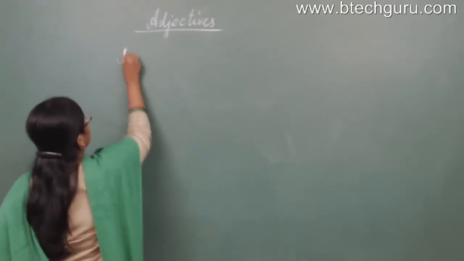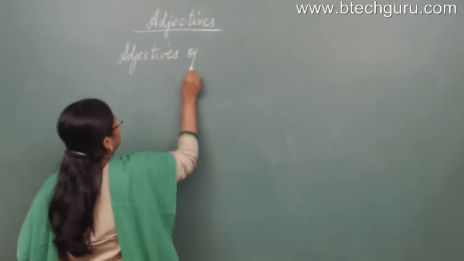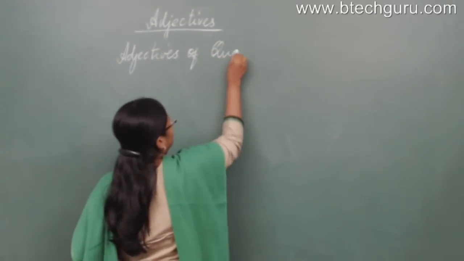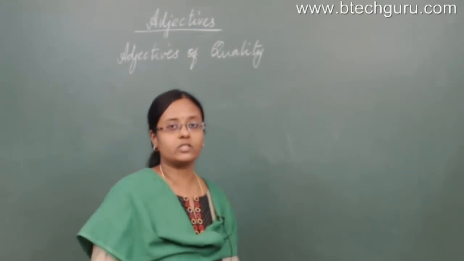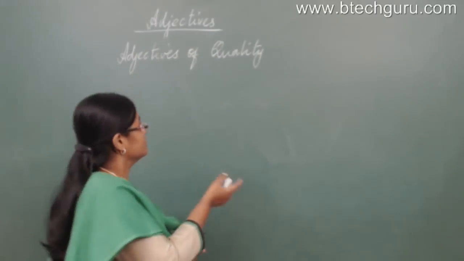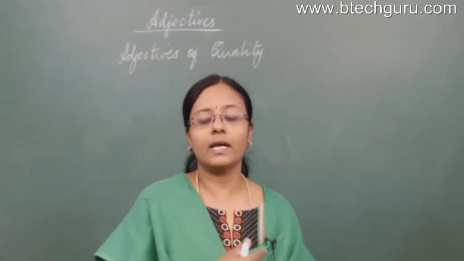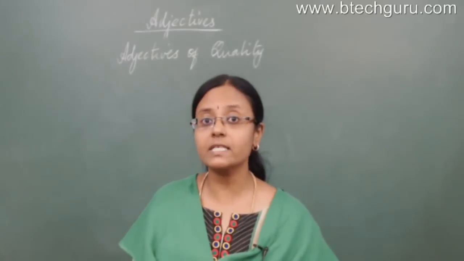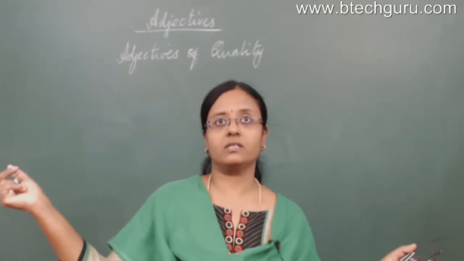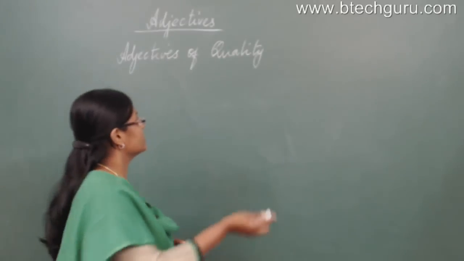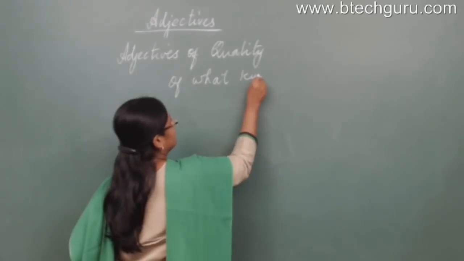The most common is the adjectives of quality. They describe the noun. Adjectives of quality normally answer the question of what kind. The example that we just discussed, noisy, that is also an adjective of quality. What kind of street? A noisy street, a crowded street, a long street, a narrow lane. So all these are adjectives of quality. They answer the question of what kind.